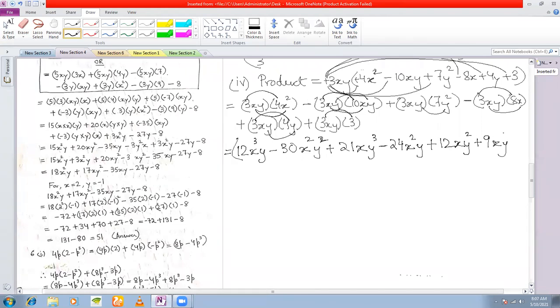Clear? Now remember one more thing: when you have the result after multiplication, you must check whether there are any like terms in the resulting product. For example, 12x cube y. Is there any other x cube y here? No other x cube y. Now you have x square y square. Any other x square y square? You don't have any. xy cube. Do you have any other xy cube? You don't. Similarly, x square y. Do you have any other x square y? You don't. xy square, you don't have any other. And similarly, xy also you don't have any other.